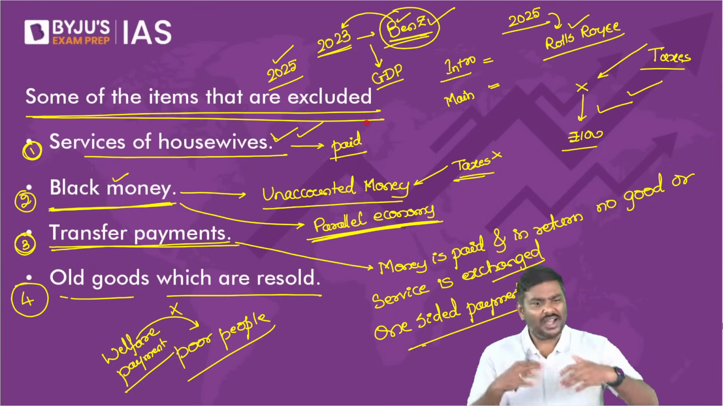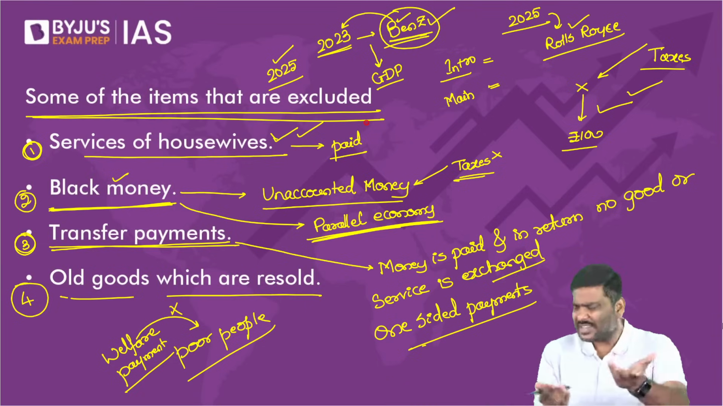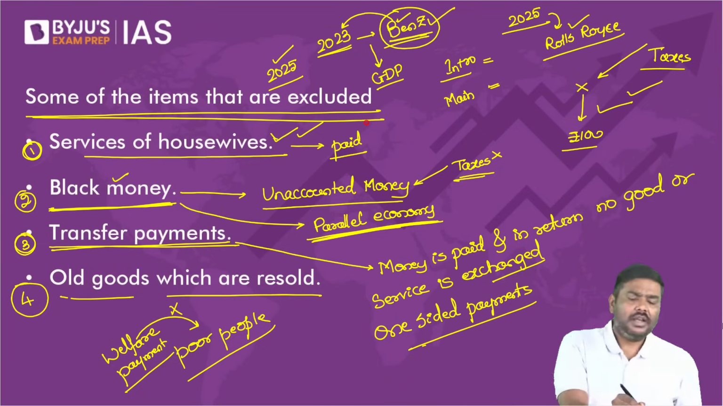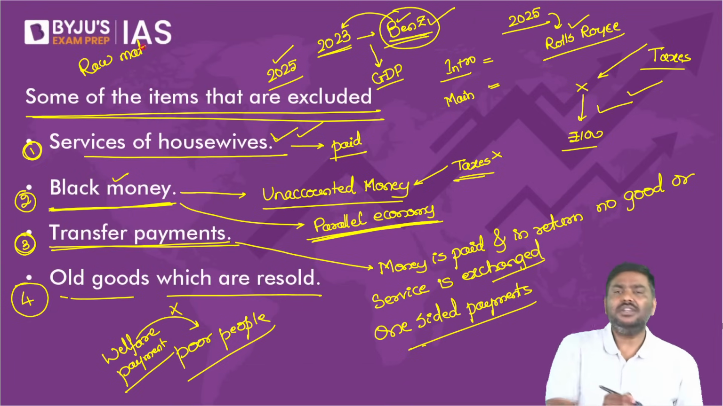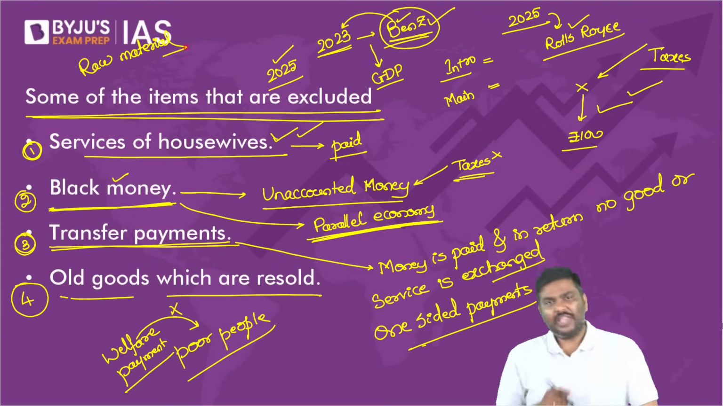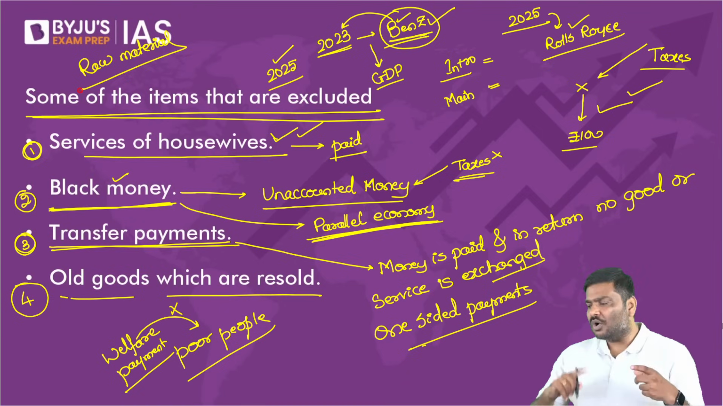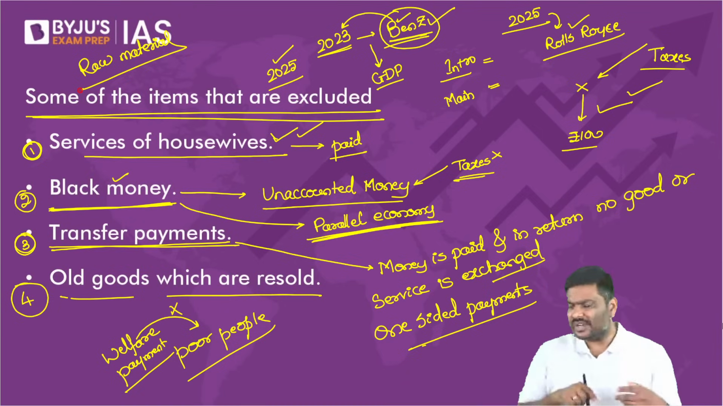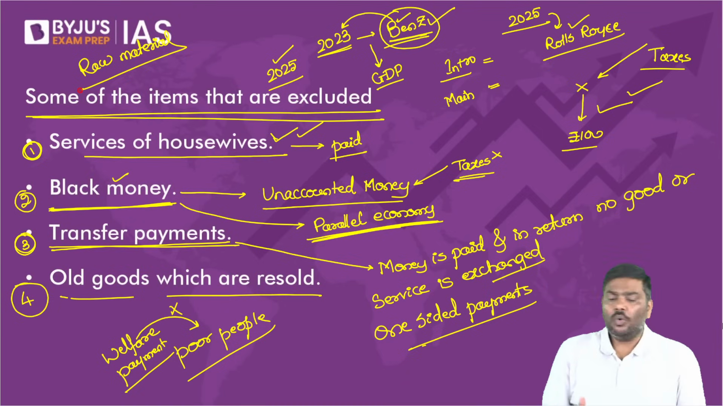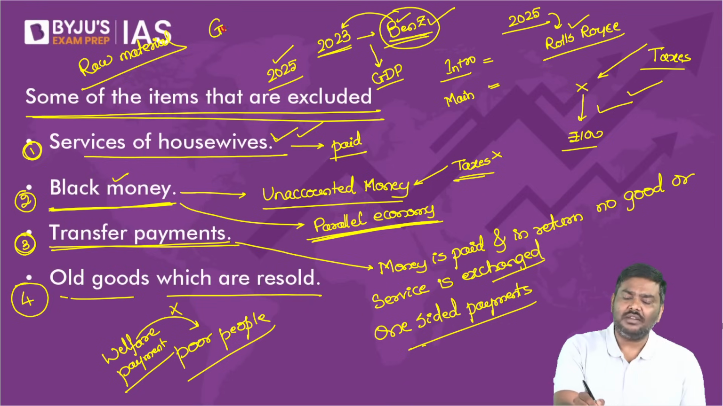Of course, are there many more things? Of course, yes. For example, please tell me, raw material. Will you count raw material prices in the calculation of GDP? Will you keep on counting raw material or input cost at every stage in the calculation of GDP? Of course, you know. What about the goods which are produced for self-consumption? That is very important.